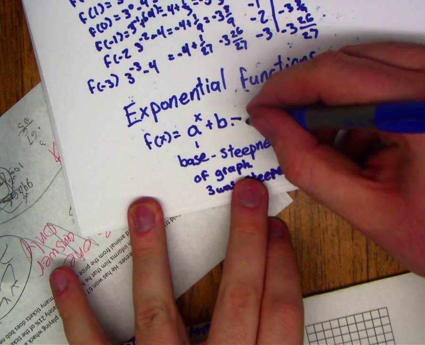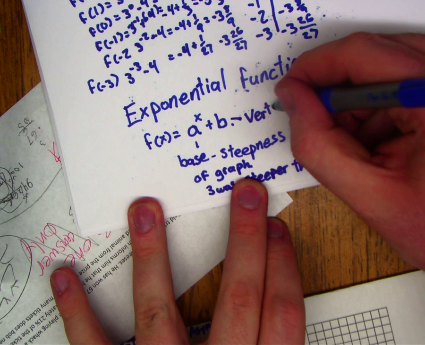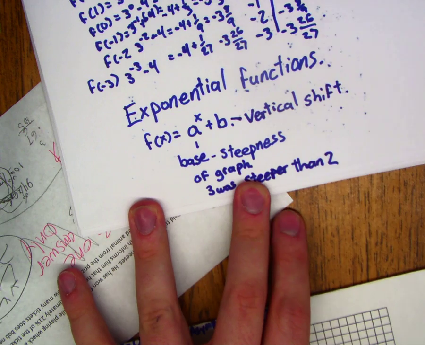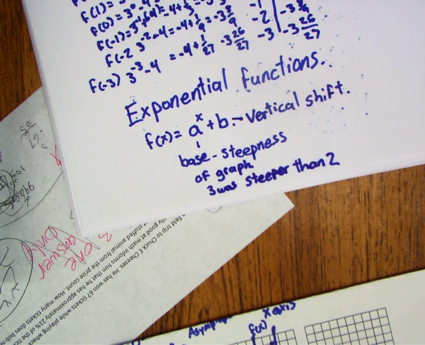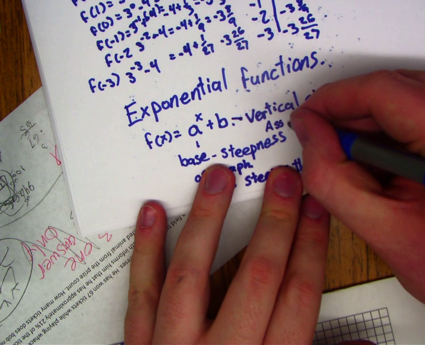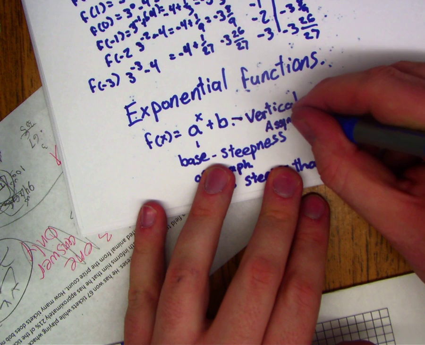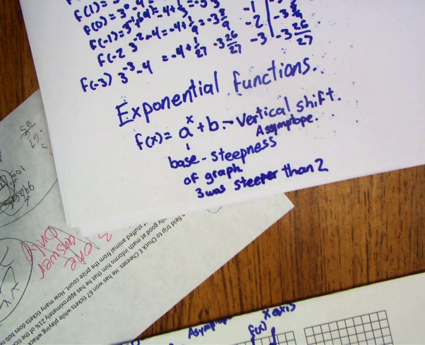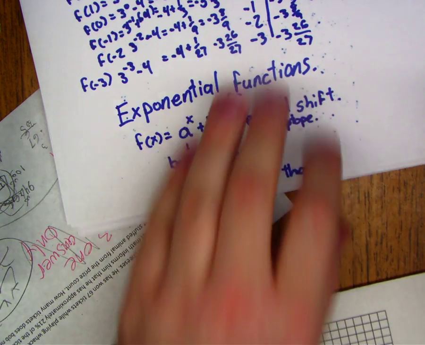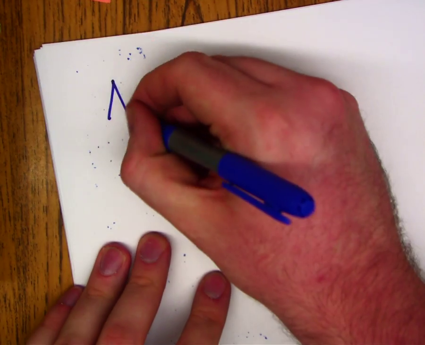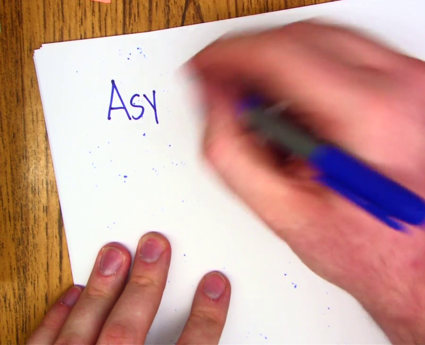And then for b, that is going to be our vertical shift. And along with being our vertical shift, another word that we can use would be our asymptote. Okay, so the asymptote, which, go ahead, grab another sheet here. Real quick, I'm going to spell that out a little bigger so that we can have everybody see how we spell it. It's going to be A-S-Y.